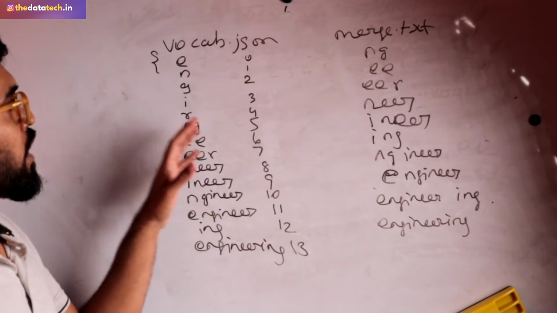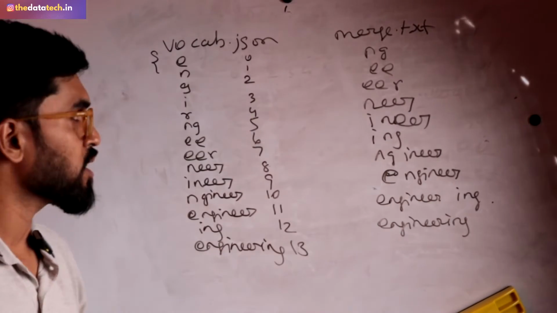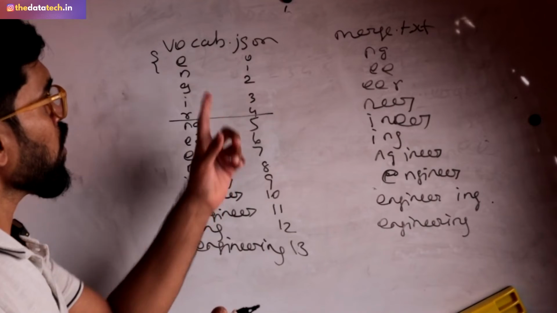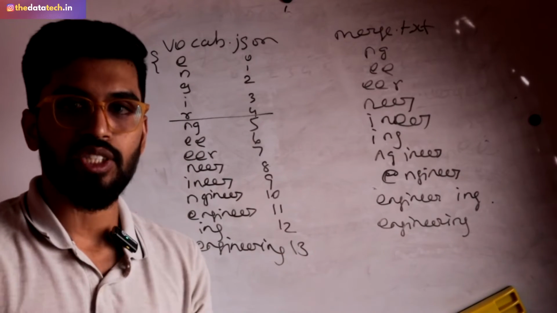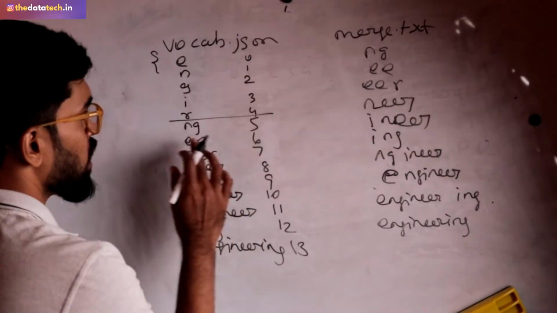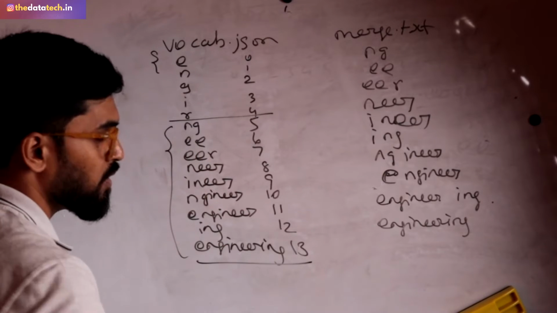So now you can see here I have vocab.json and merge.txt. This is the final result after the iterations. We have already reserved up to 4, so those will not be part of the merge file. The merge file will have only whatever is actually merged, based on the frequency of the data, the word, the subword. So it starts from ng, and finally after these many iterations we got engineering.